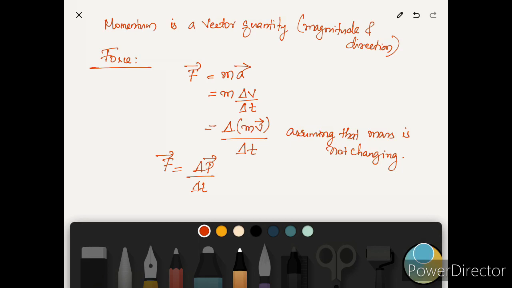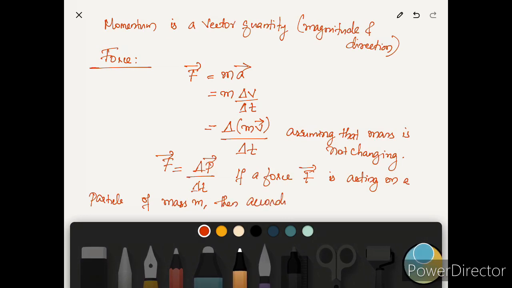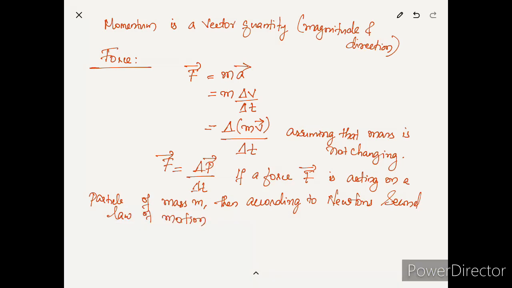This means that if a force F is acting on a particle of mass m, then according to Newton's second law of motion, we have F equal to the rate of change of momentum dp by dt, which is equal to d by dt of mv.